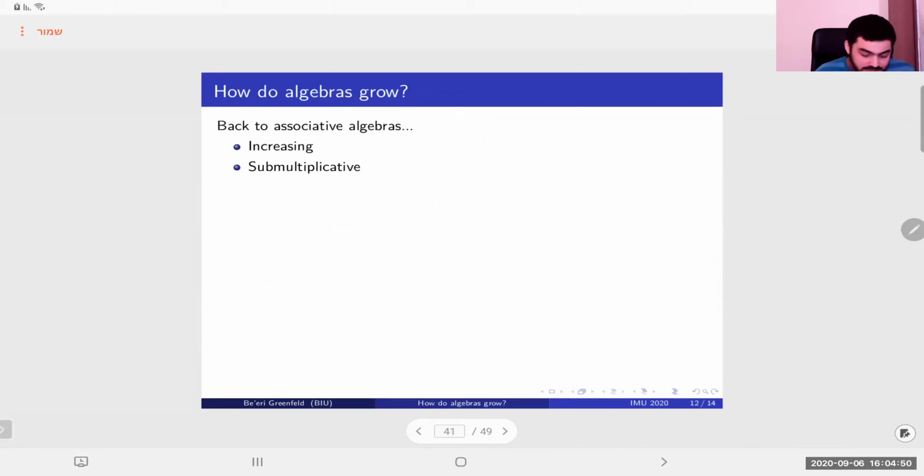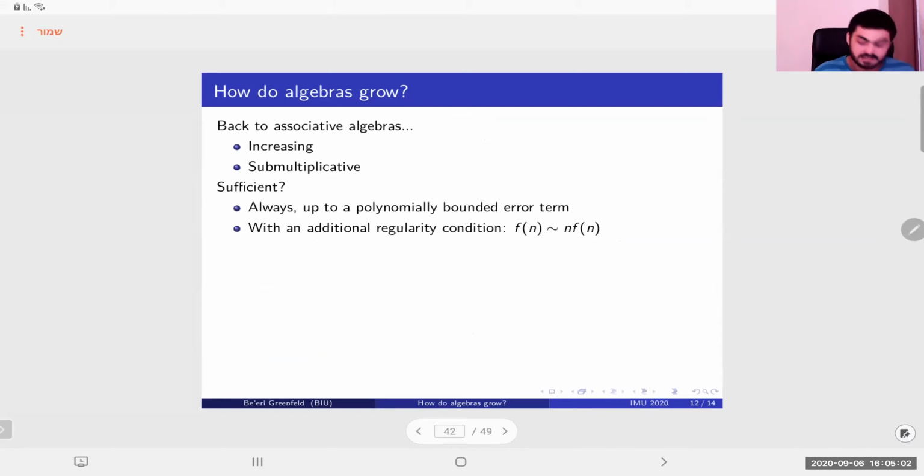Just in the last 1 minute, I want to go back to our original question of growth of algebras. How do growth functions of algebras look like? We saw that there are two necessary conditions. We asked if they are in fact sufficient, and we saw that always, up to some polynomial factor, and with an additional regularity condition, they are actually realizable.